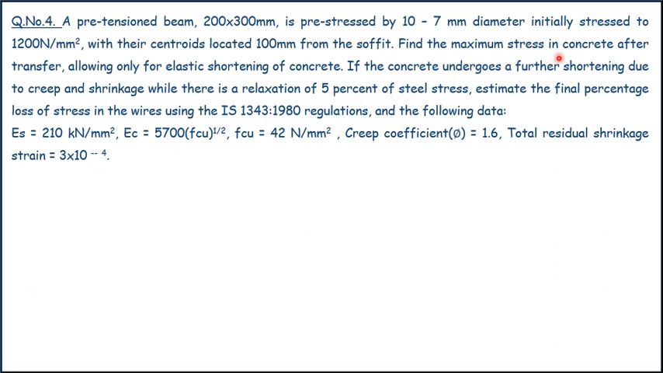Also they are asking us to find the maximum stress in the concrete after transfer, allowing only for elastic shortening of concrete. Means first we have to calculate the elastic shortening and then find the maximum stress in the concrete. Then the concrete undergoes a further shortening due to creep and shrinkage, while there is a relaxation of 5% of steel stress. So what does 5% of steel stress mean? It is relaxed. The percentage, 5 divided by 100 of the initial stress, we have to calculate.